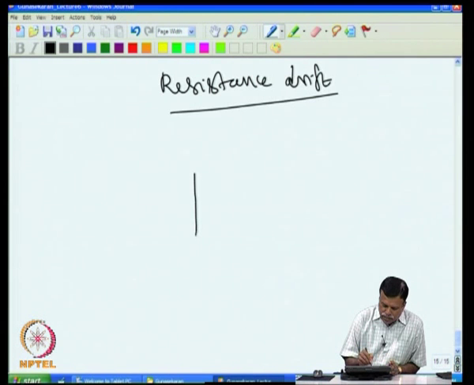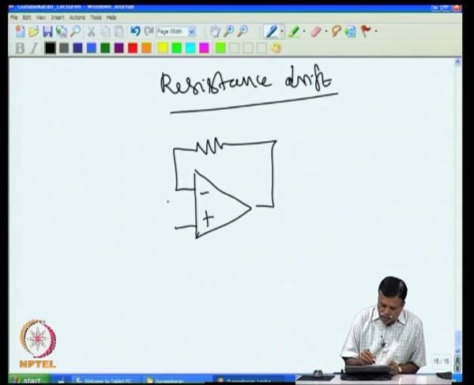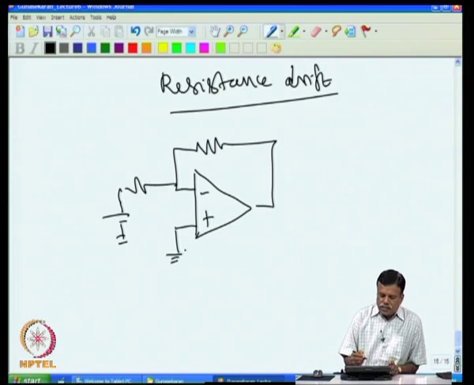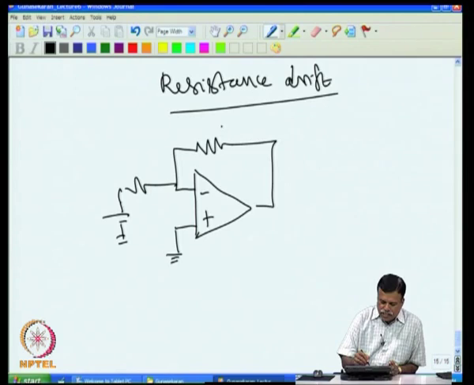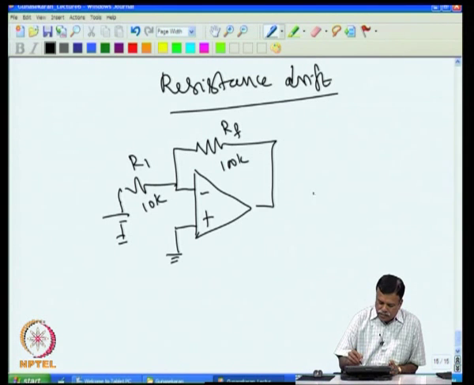Now, if you look at the circuit, for example, I take two resistances and put them here, then I connect this, give the input here and connect this to ground. This is just an inverting amplifier, and then we have the gain here, RF and R1. So, assume that I have put here 100k and then 10k, then the gain is actually 10.